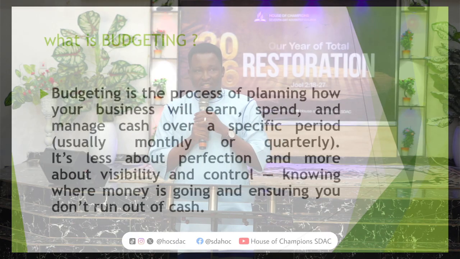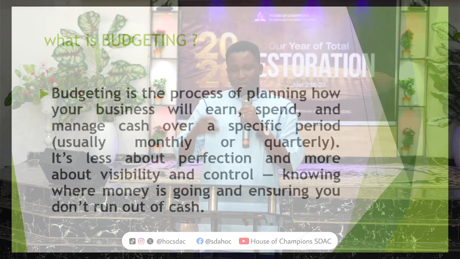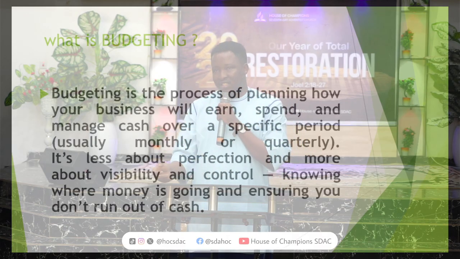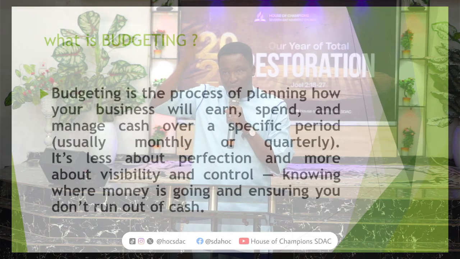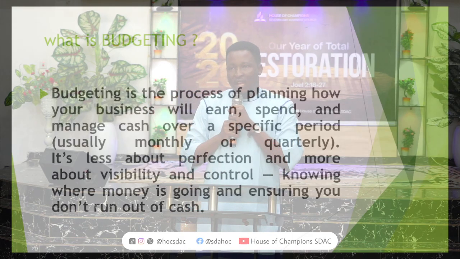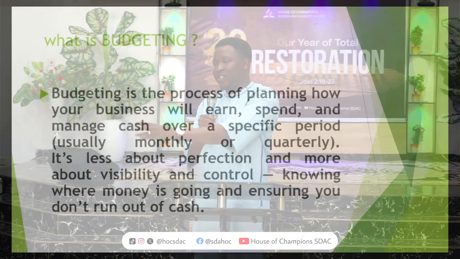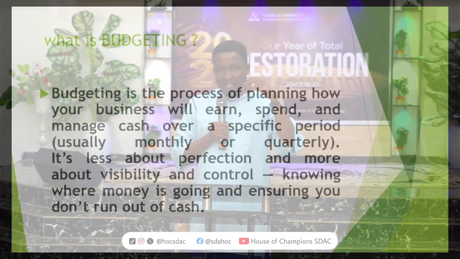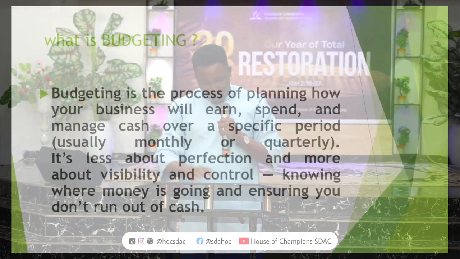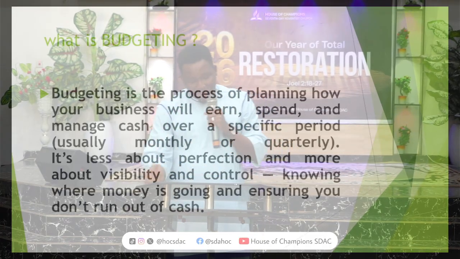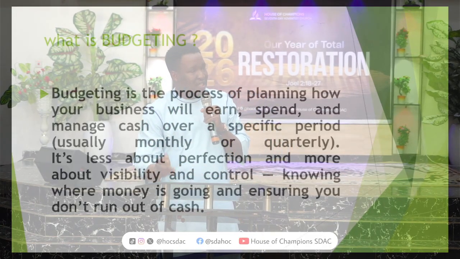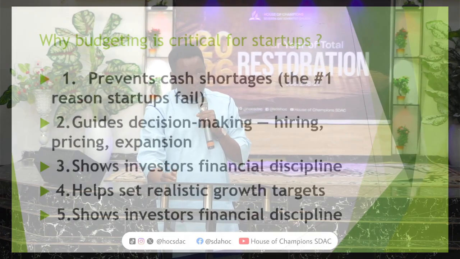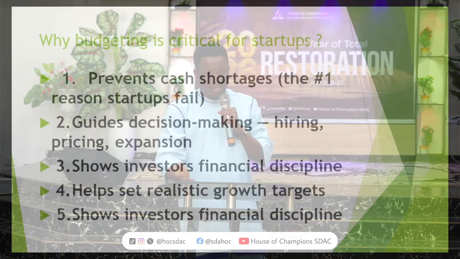I want people to respond with the budget for their businesses. What are the costs of running the business? I want the idea of a fashion store, a food restaurant. What is the budget on how to run the business? Why is budgeting critical for a startup? I think the number one reason is it guides decision making, hiring, pricing, and expansion.